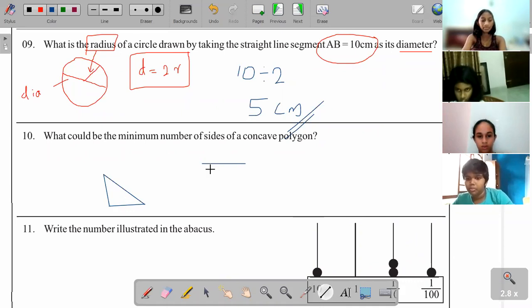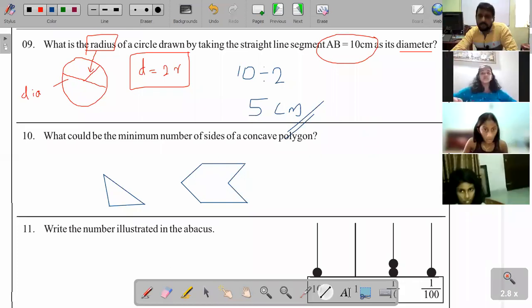Look at this one. Which type? Concave or convex? What is the shape? Concave. Concave. Why can you say this one is concave? Look at this angle. It is a reflex angle, no? If the interior angles include reflex angles, then the figure is concave.